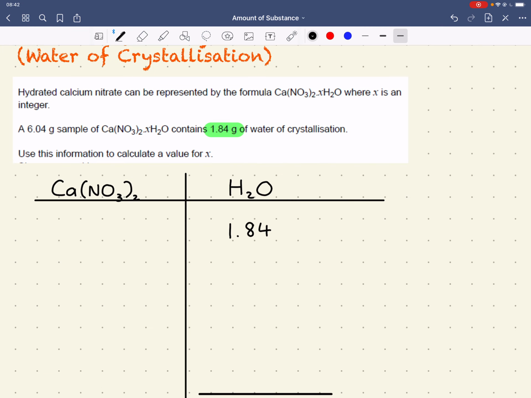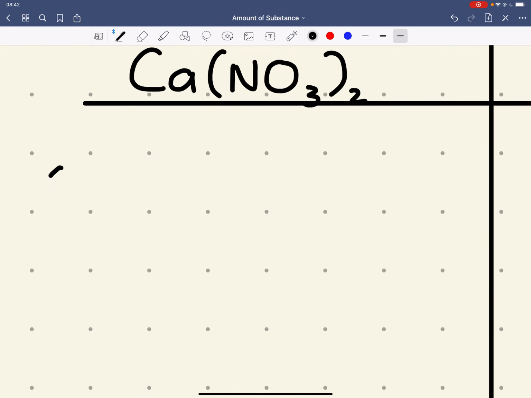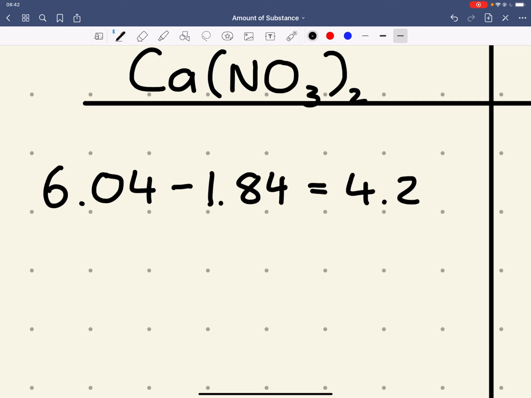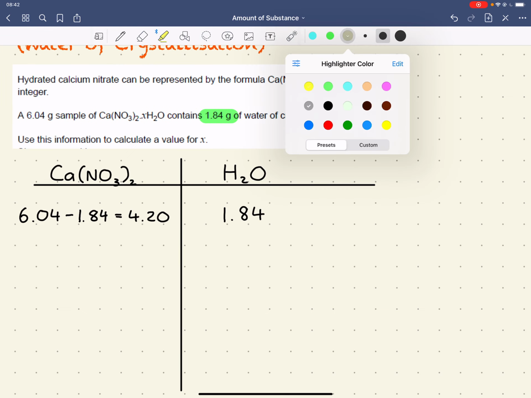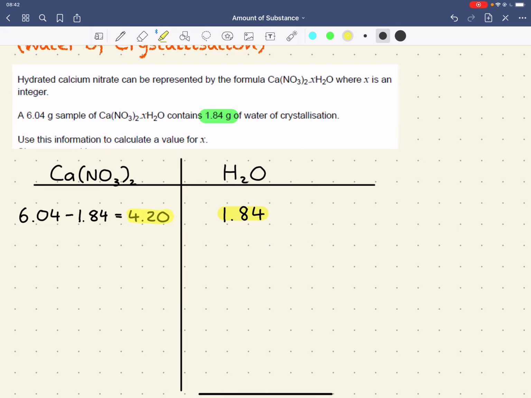And the mass of the calcium nitrate must be the mass of the hydrated salt, take away the mass of the water, and that gives me 4.20. So that's the first thing that we need to do in this question. Get the mass of each.